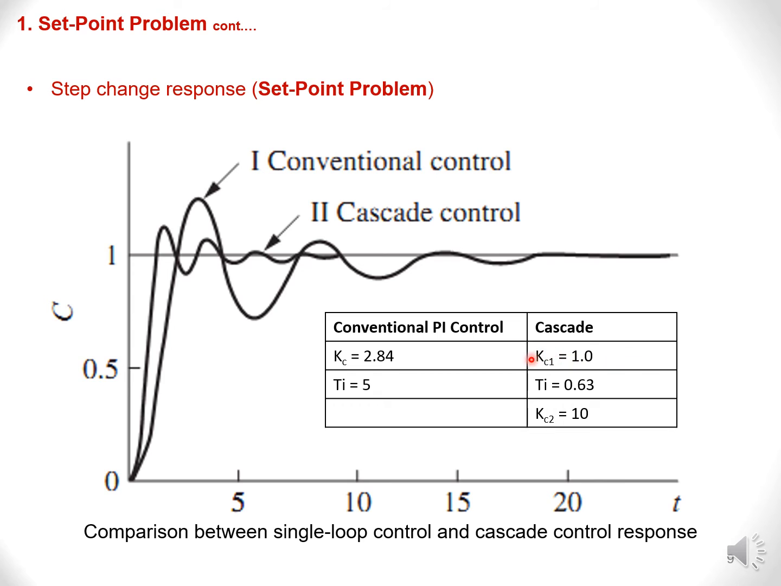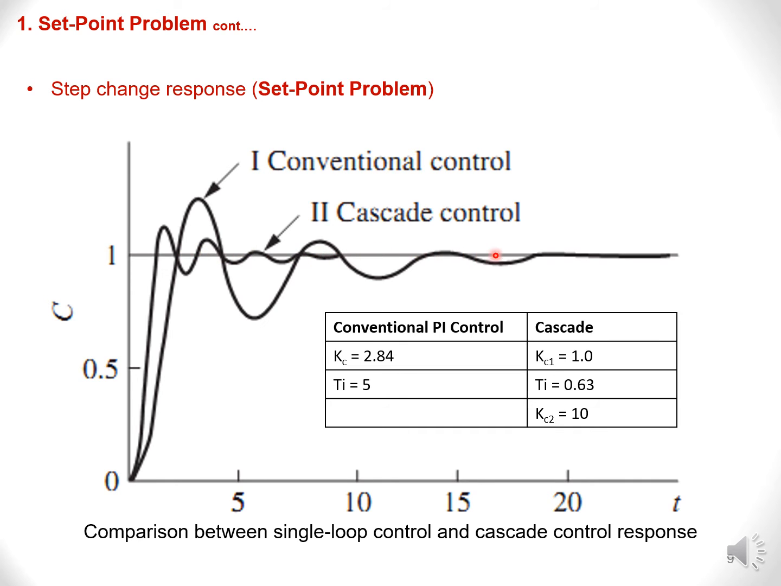For cascade, we have two controllers. The primary controller is a PI, with TI 0.63. And for the secondary, as I said, we can use a proportional controller only for the secondary loop, in this case Kc equals 10. Of course there are different tuning parameters for the conventional PI and the cascade, but you can see the result is quite different. The cascade is much better, goes quickly to the set point, with less oscillation and less overshoot. The offset is the same for both, actually.